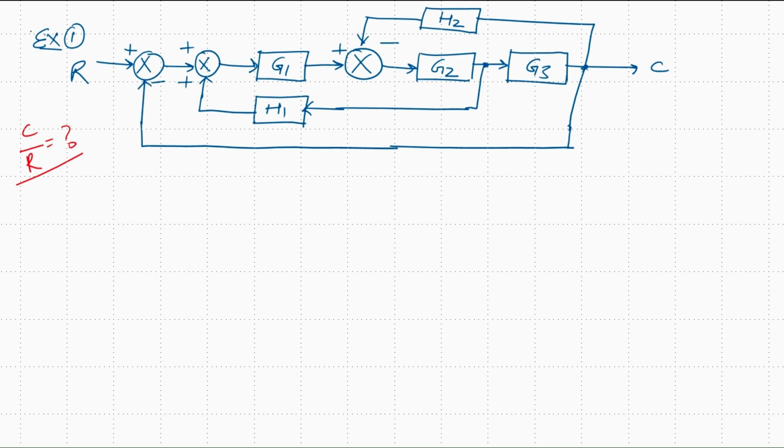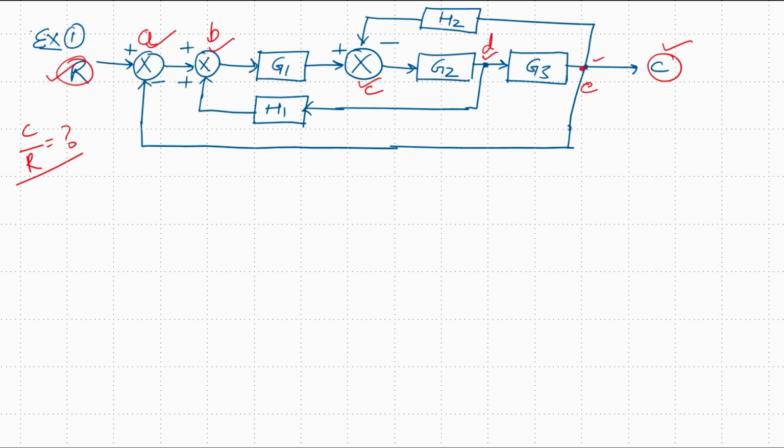the nodes. And in the previous class, we discussed that the system variables act as nodes. Here, the input is a system variable, the output is a system variable, the summing elements are system variables, and the takeoff points are also system variables. So let us first denote these nodes by some name. R is already the input node. Let us assume this summing element to be node A, this summing element node B, this summing element node C, this takeoff point node D, this takeoff point node E, and this is already the output node C. So there are 1, 2, 3, 4, 5, 6, 7 nodes.